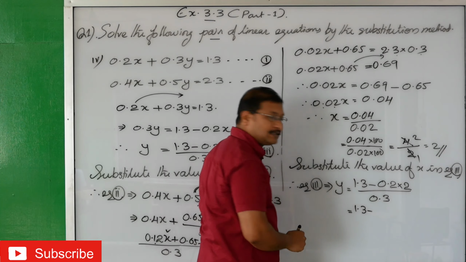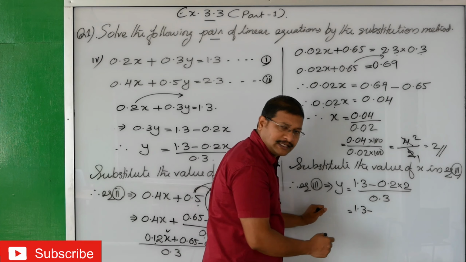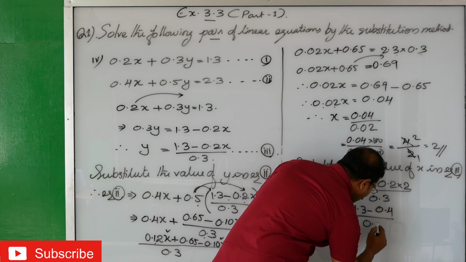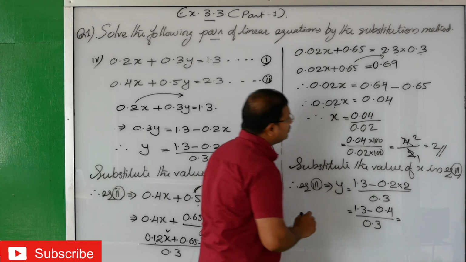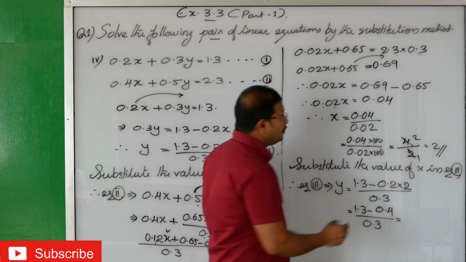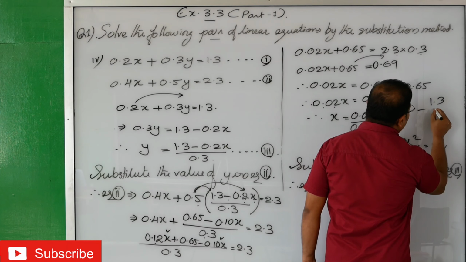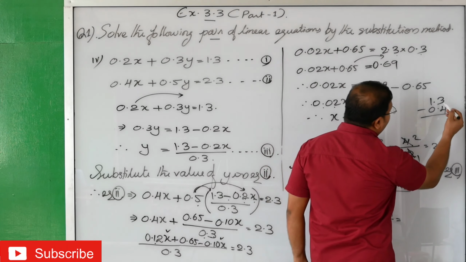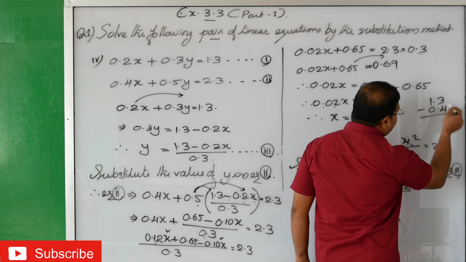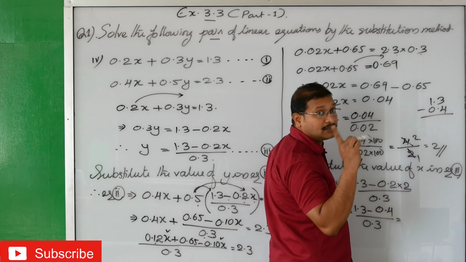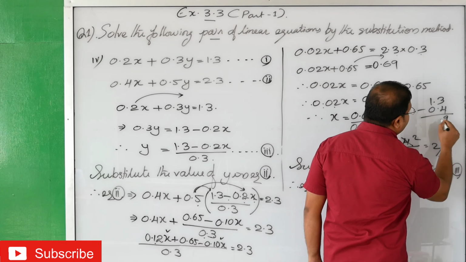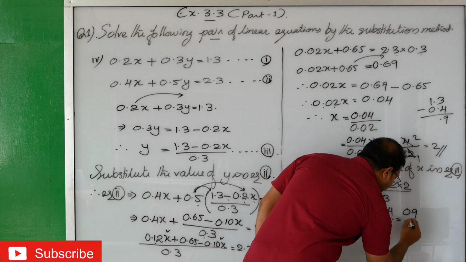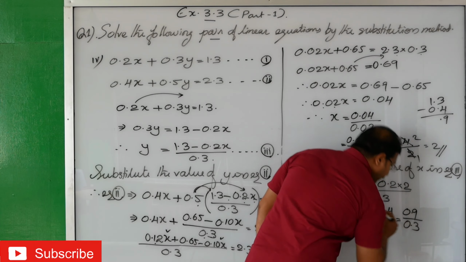1.3 minus 2 2s are 4, isn't it? That means you will get 0.4 divided by 0.3 equals, now we'll subtract. What will you do? 1.3 minus 0.4. Ready? Now when you subtract, what will happen? 3 minus 4 we can't, so we'll carry from the next, that will be 13. 13 minus 4 means 9. That means 0.9. So the answer is 0.9 divided by 0.3.